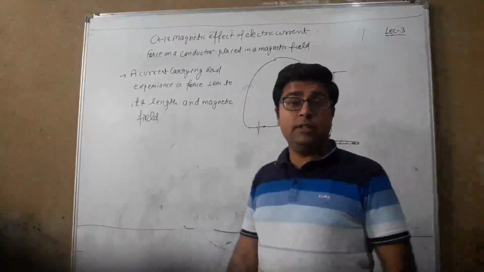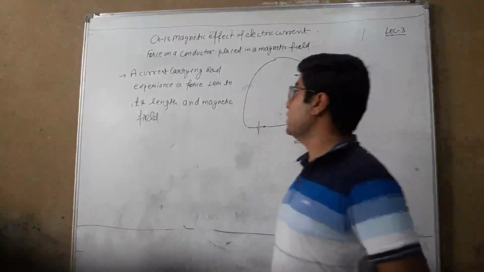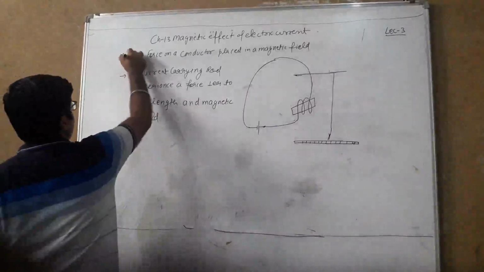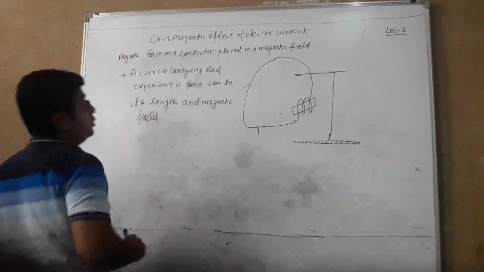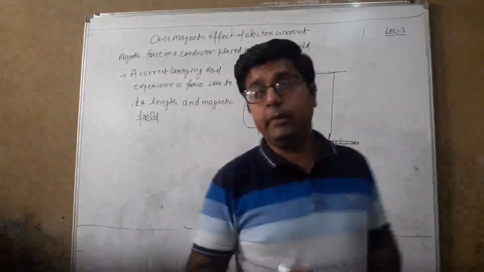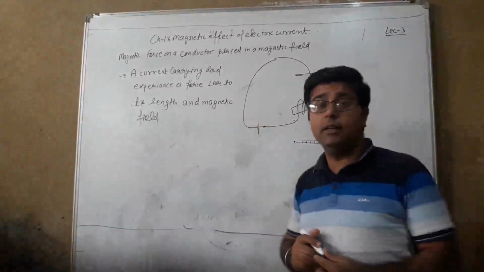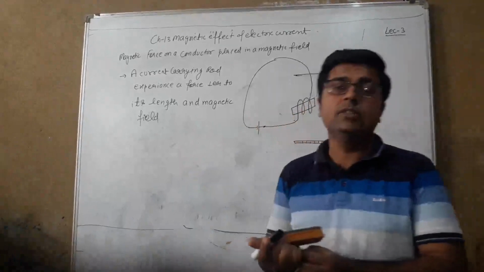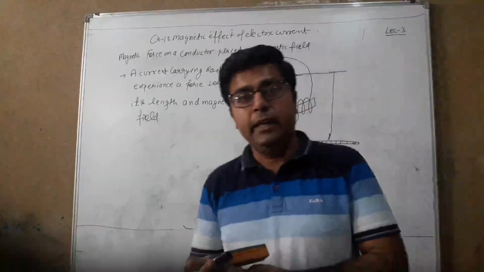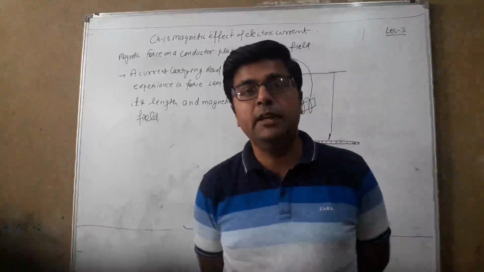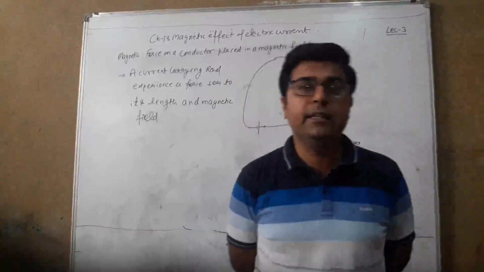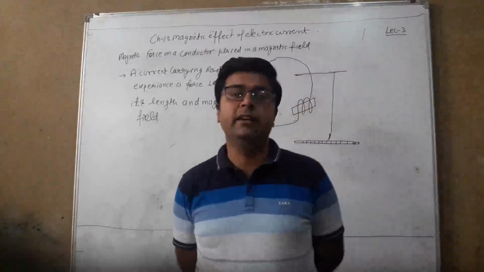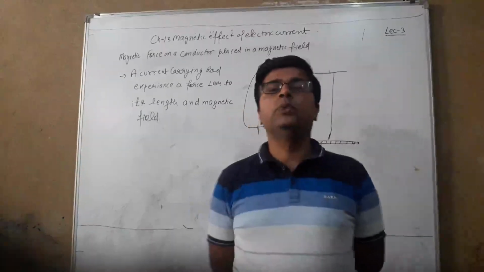So now in this lecture we are going to discuss magnetic force on a conductor placed in a magnetic field. It means we have a conductor and that conductor is placed in a magnetic field, but at the same time that conductor is also having electric current passing through it.